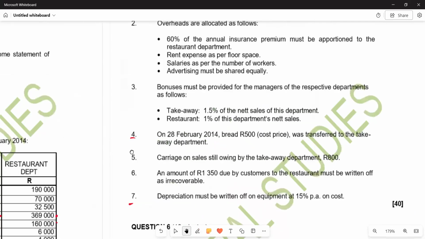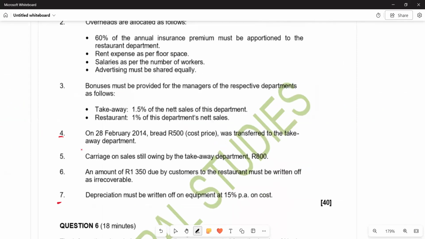So we come here, we are saying it has been transferred to the takeaway department, which means it's a plus to the takeaway department, and it's coming from the restaurant department. So to the restaurant department is a minus. So when it's a plus to the takeaway, it's going to be debited in the purchase account. And when it's a minus in the restaurant, it's going to be credited. So it will be subtracted. So basically we are saying it's a plus to the takeaway and a minus to the restaurant.